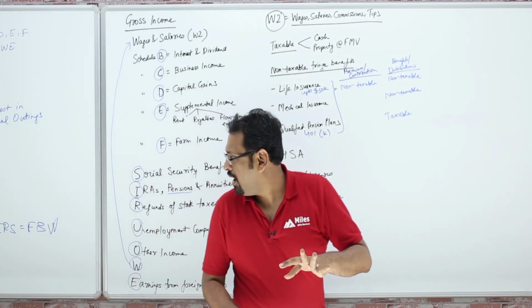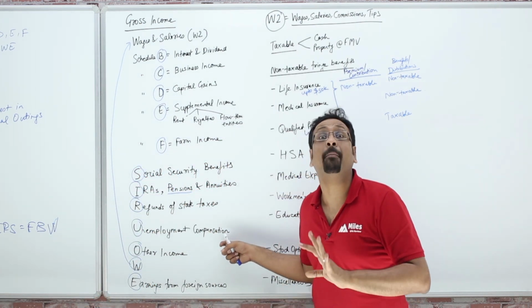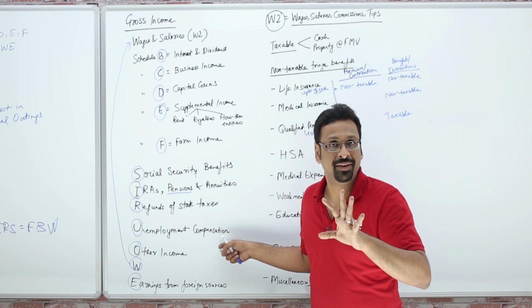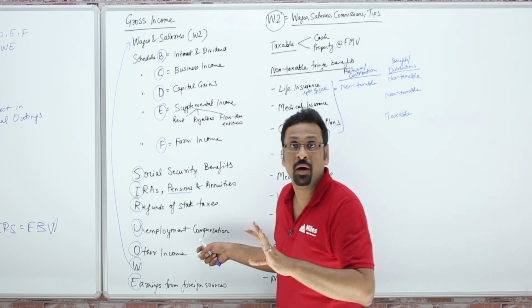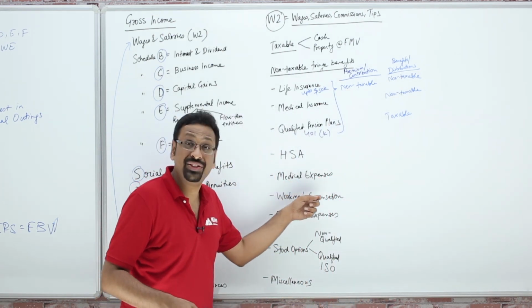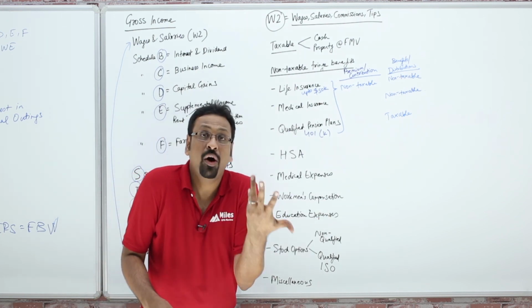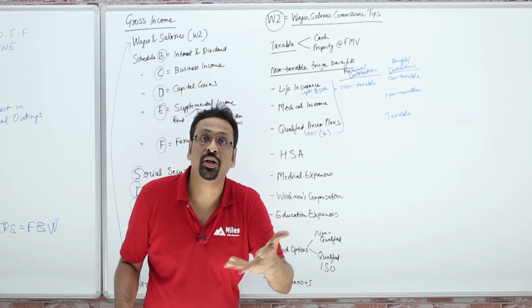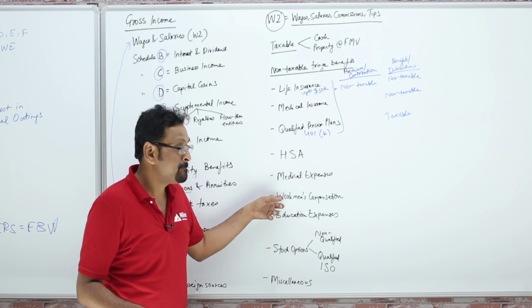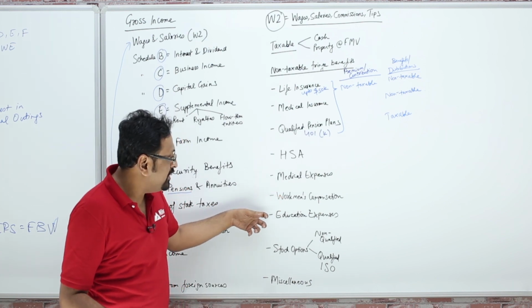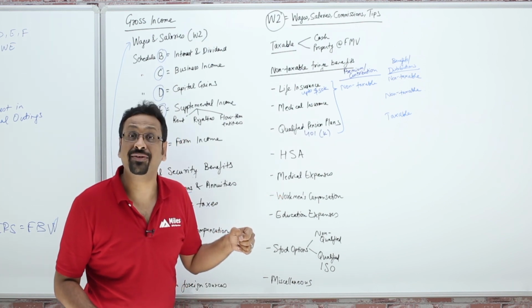Note, unemployment compensation is taxable. That's when you don't have a job. Workman's compensation is received when a workman, an employee gets injured or hurt on the job. Okay, moving on, the next one, education expenses.